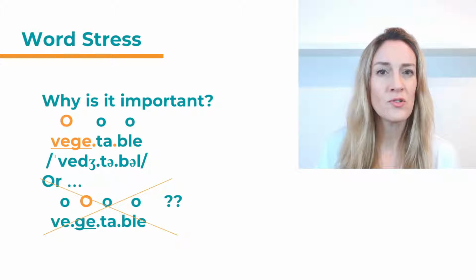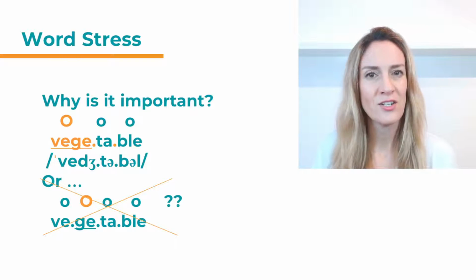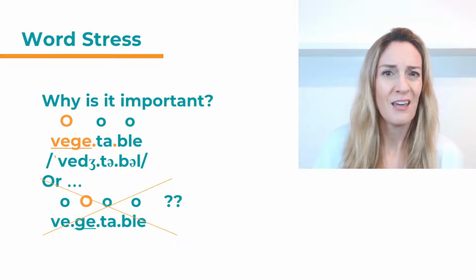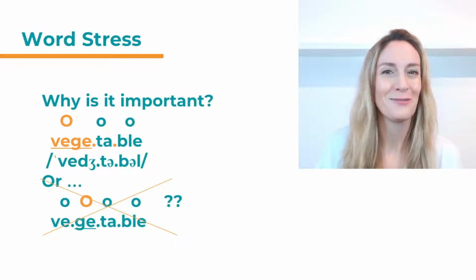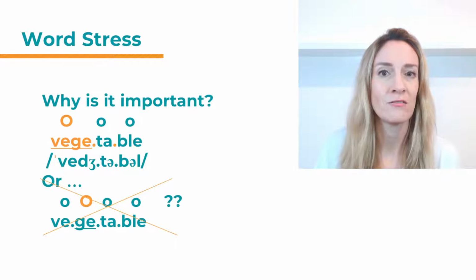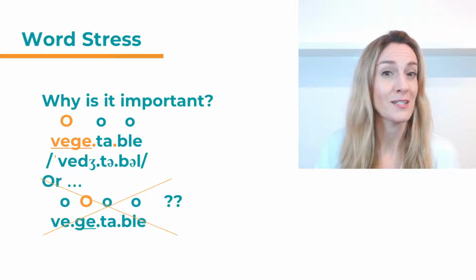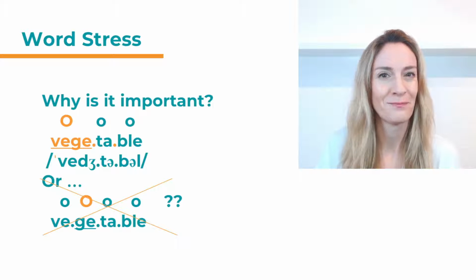And really, those two pronunciations, vegetable and vegetable, they're very different. So if you're talking about vegetables, people might not understand what you want to say at all. So getting the word stress right is really important for successful communication in English.